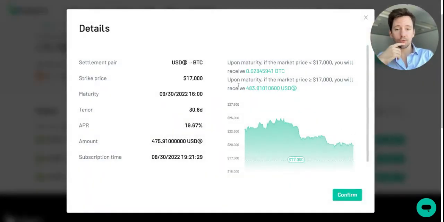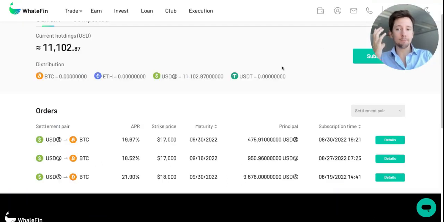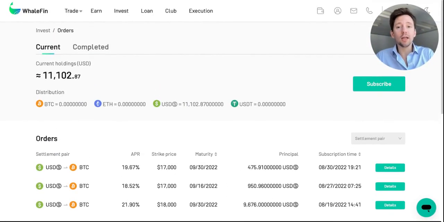You can actually go on the platform in the details and see what it looks like, what the price action was, the APR, and so on, the different scenarios. It's a cool way to enter into the asset if you were going to buy, in any case, at a certain strike price.